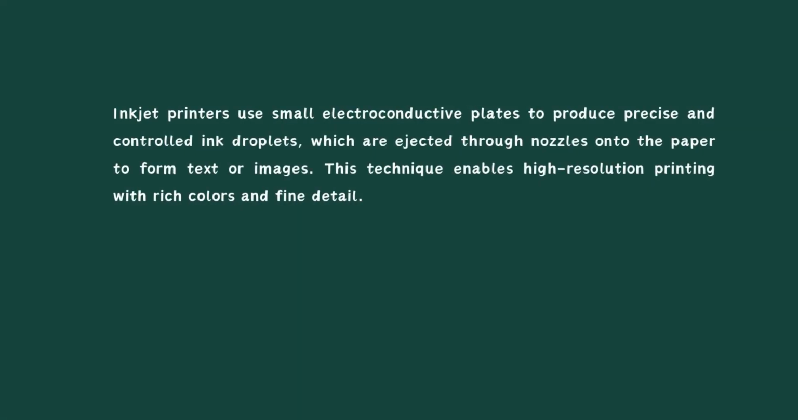Inkjet printers use small electroconductive plates to produce precise and controlled ink droplets, which are ejected through nozzles onto the paper to form text or images. This technique enables high-resolution printing with rich colors and fine detail.